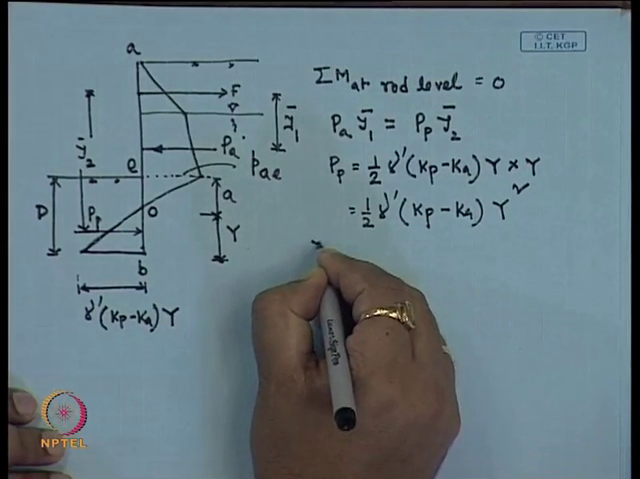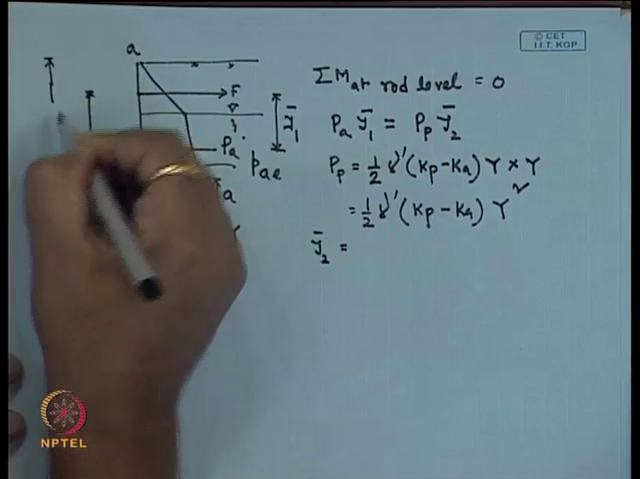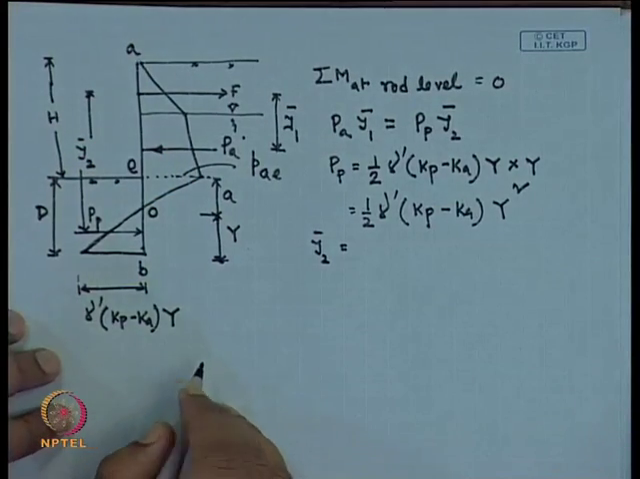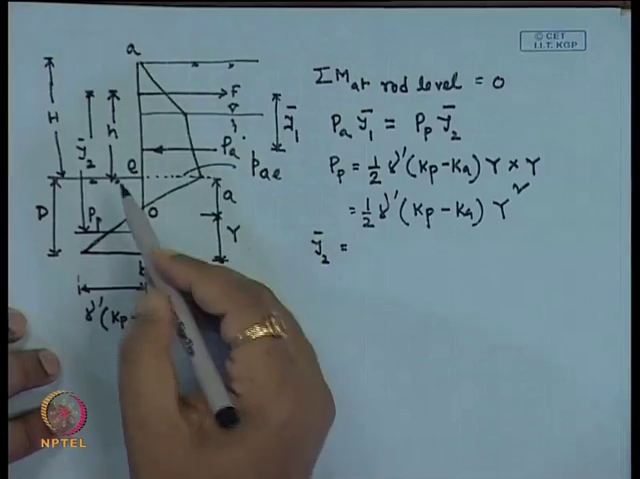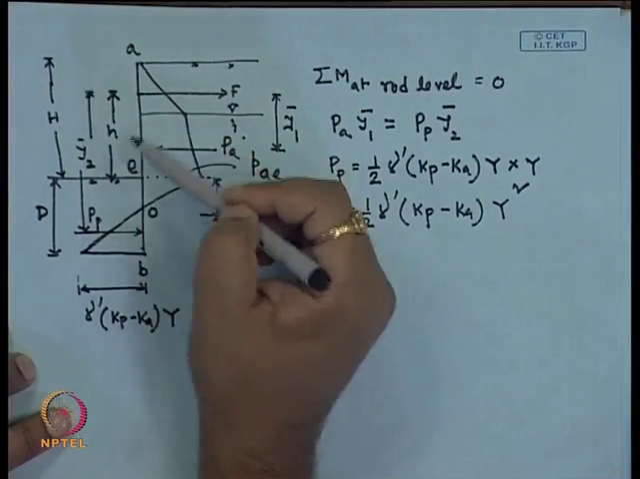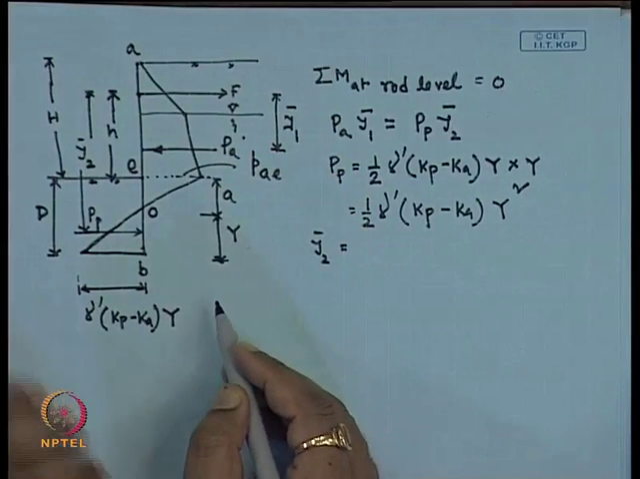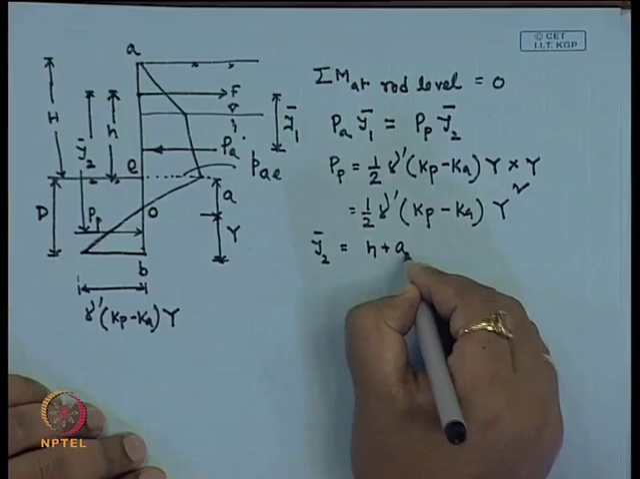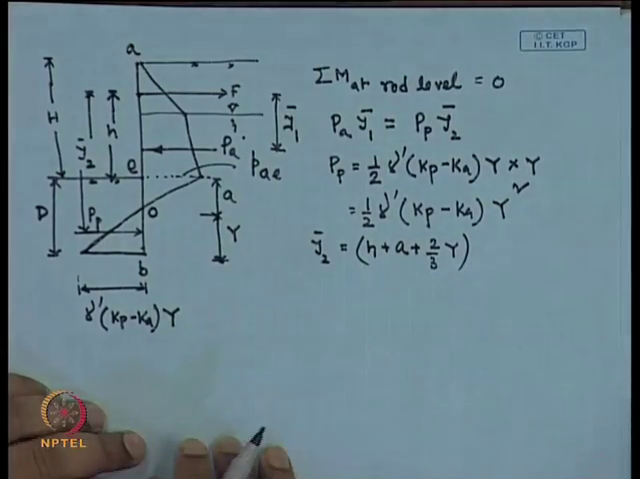And Y 2 bar will be as follows. If the total height is h, and the distance from the dredge level to the rod level is small h, and the total height of the sheet pile above dredge level is capital H, and the distance from the rod level to the dredge level is small h, then we can write capital Y 2 bar will be small h plus A plus 2/3 of capital Y. So, this is Y 2 bar.